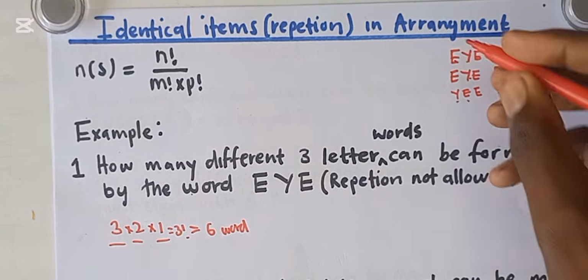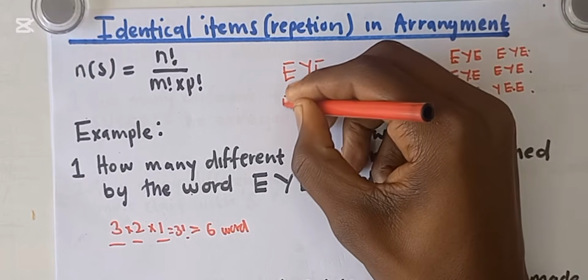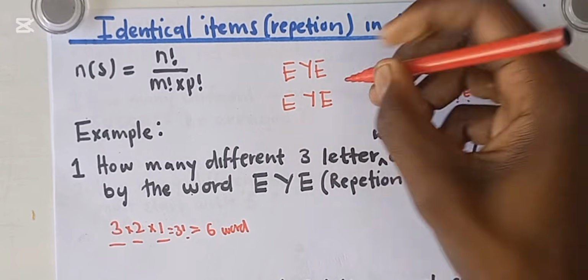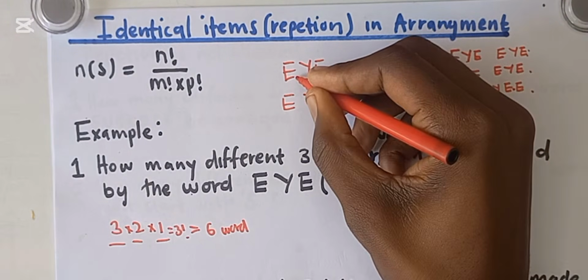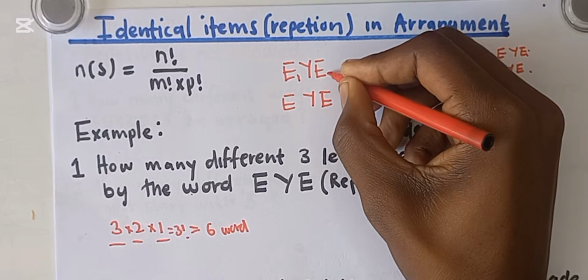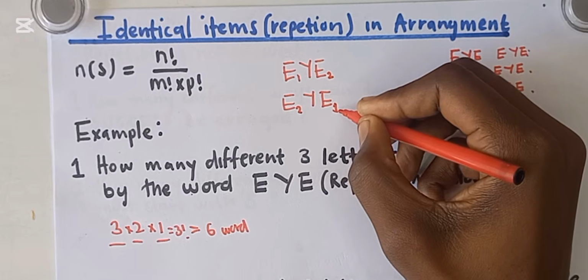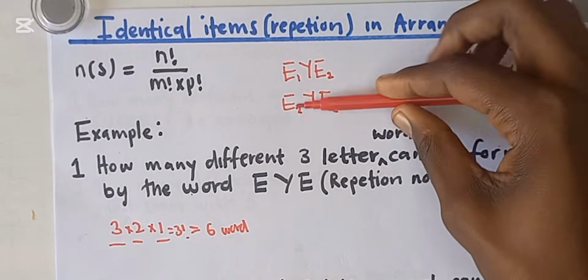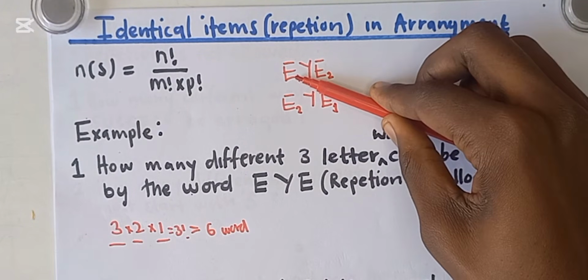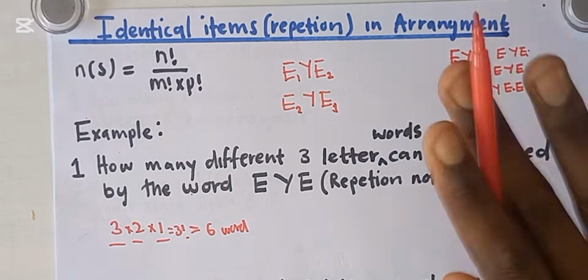Why do I say so? The reason is this one. Let me show you, the word EEI and the word EEI here. These two words, mathematically, are different. Why are they different? Let's say this one was the first E, and this one was the second E. Mathematically, this one is the second E and this one is the first one, because they treat the letters as different letters. So mathematically, these two words are different, because this one starts with E1 and this one starts with E2. But as humans, when we view these two words, we view them as the same.